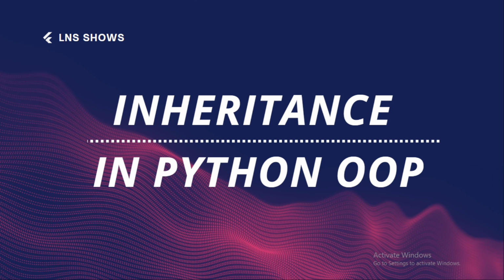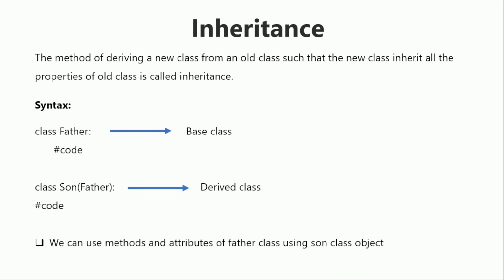In today's session, we will be discussing inheritance in Python object-oriented programming. Inheritance is a method of deriving a new class from its old class such that the new class inherits all the properties and characteristics of the old class. So this is called inheritance.